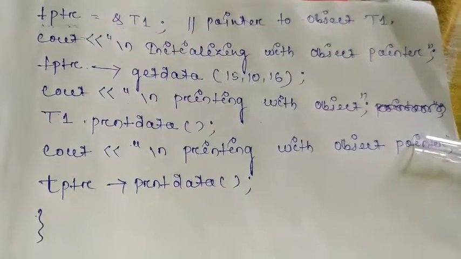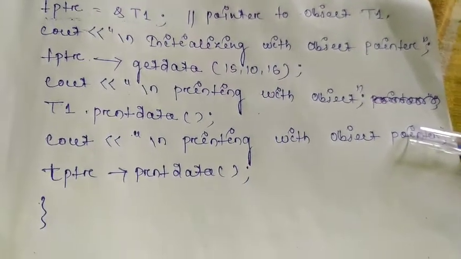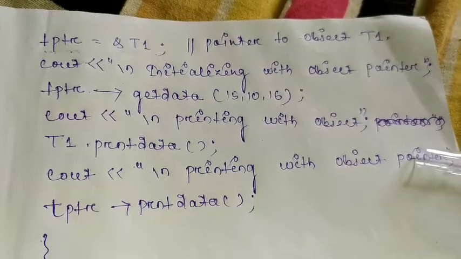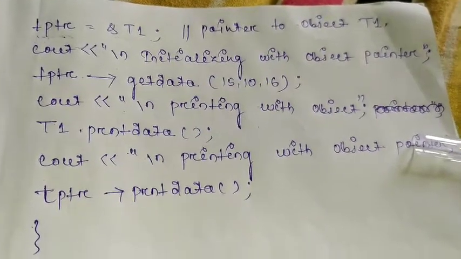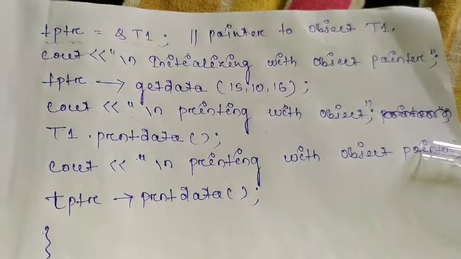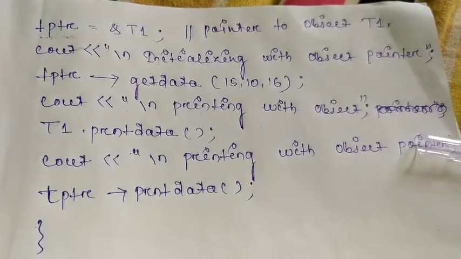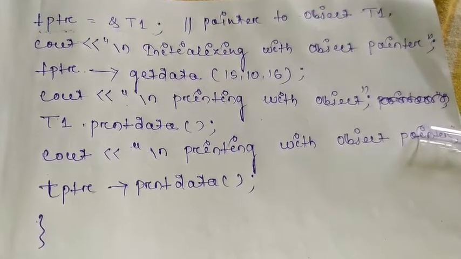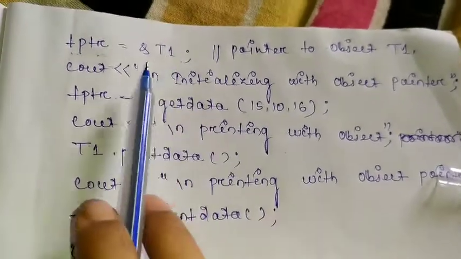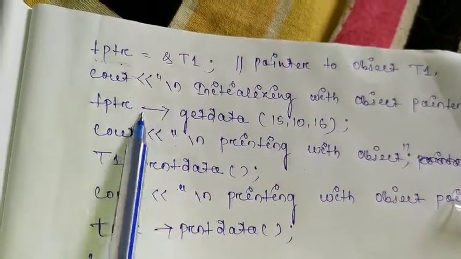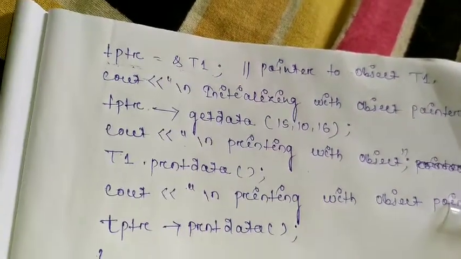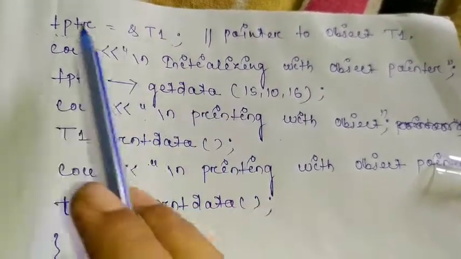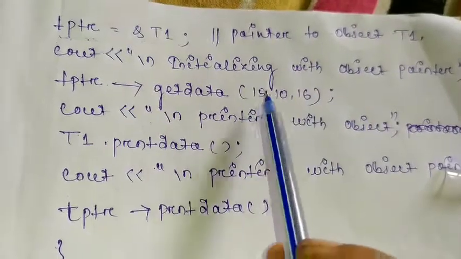So that means we are using the reference concept. As you remember from the previous classes, we already studied reference variables. When we use a reference variable, the memory space is the same, but we use two names. Here the concept is also the same. The memory space is single, but we are using two names, one is TPTR, one is T1. So through this object pointer, let's initialize.